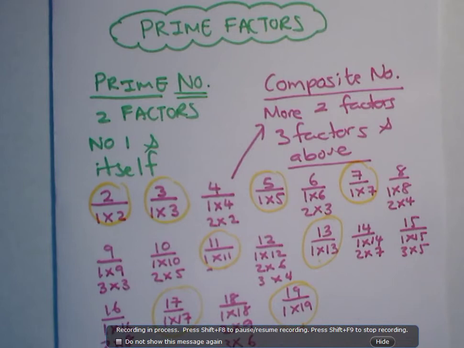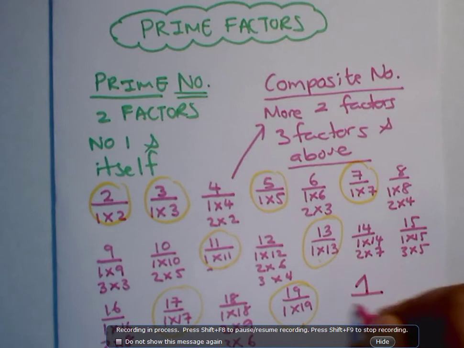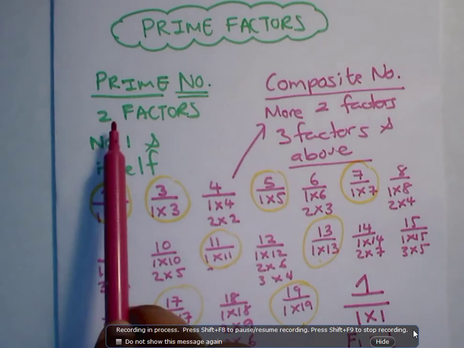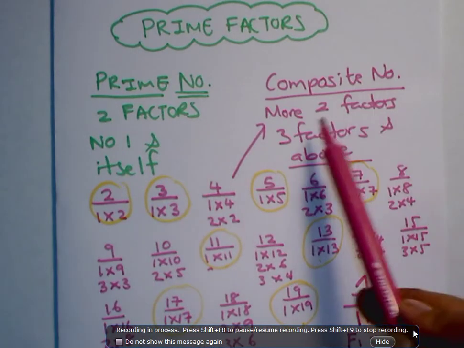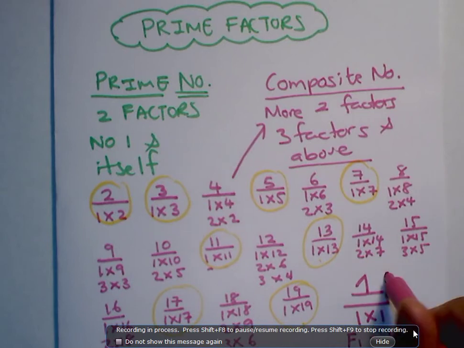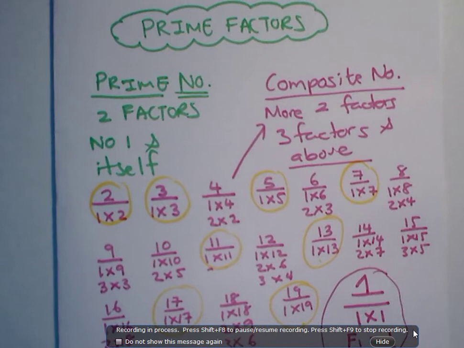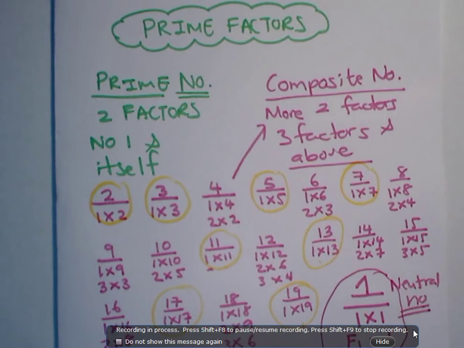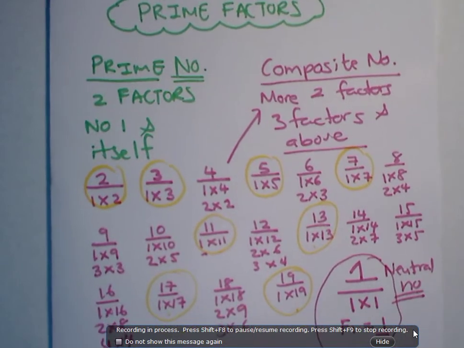But where does the number 1 lie? Number 1 has 1 times 1. So the only factor that 1 has is 1. A prime number has 2 factors. A composite number has more than 2 factors, 3 factors and above. So the number 1 is neither a prime number nor a composite number. It's just a neutral number. That's a very important fact to remember because many people get confused about it.